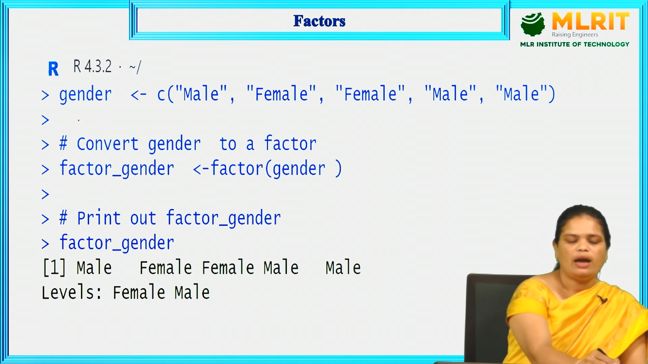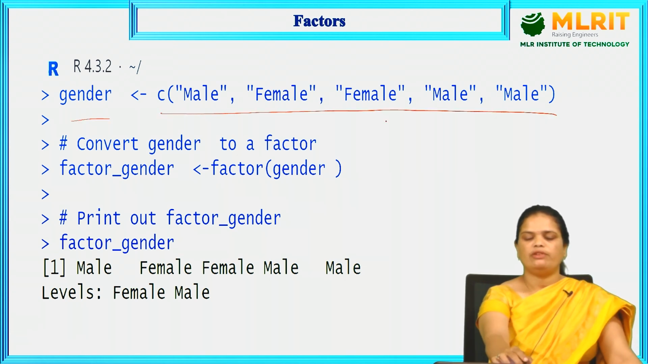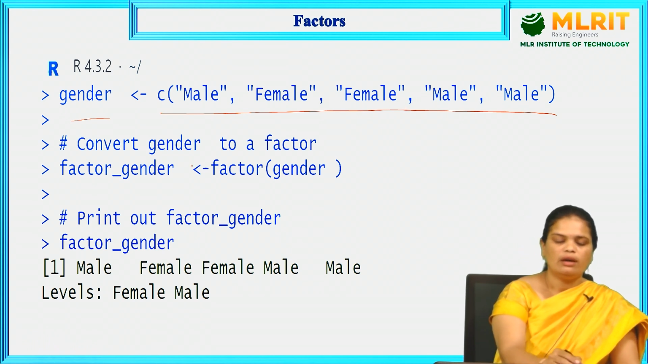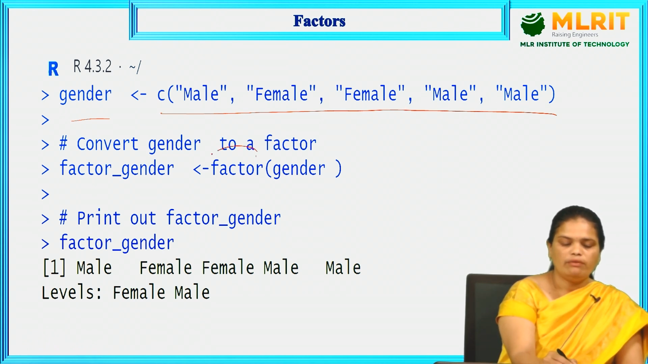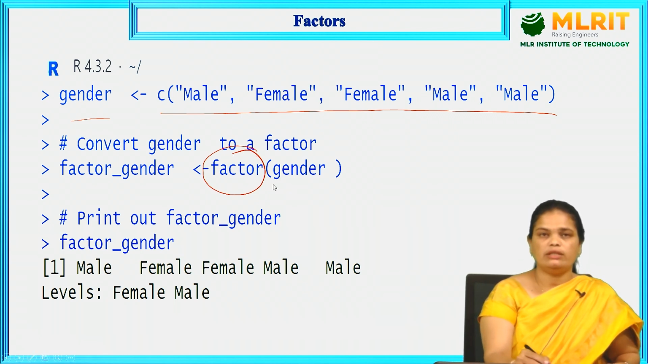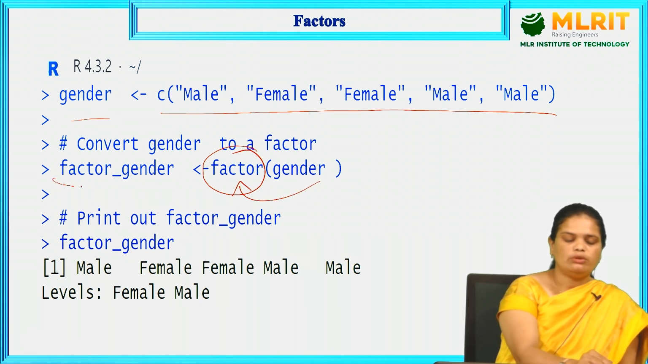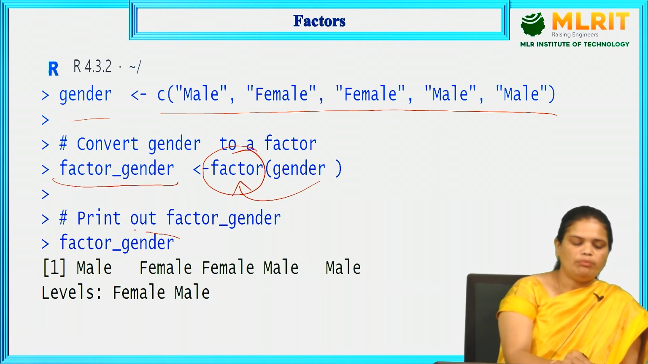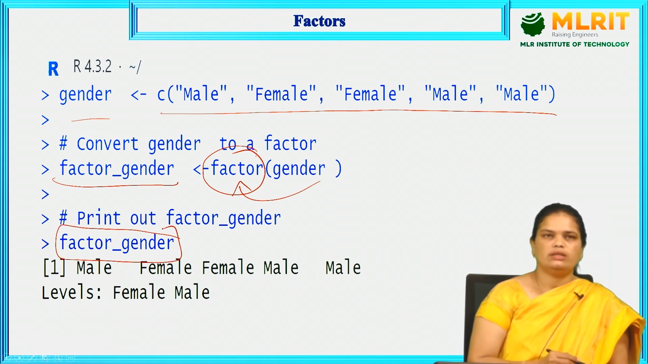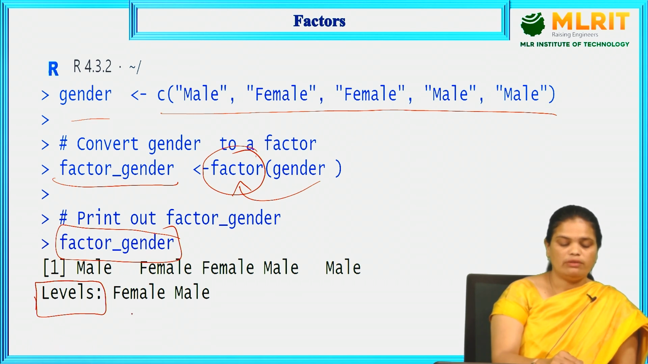Look here, I have a gender, and in the gender I have the values male, female, female, male and male. Now I am converting these into a factor. A factor needs to be defined with the factor built-in function. So I am using the factor built-in function. This vector will be converted into the factor and stored in factor gender. And now I am printing the factor gender. It will convert the data into levels. It converted the data into female and male.